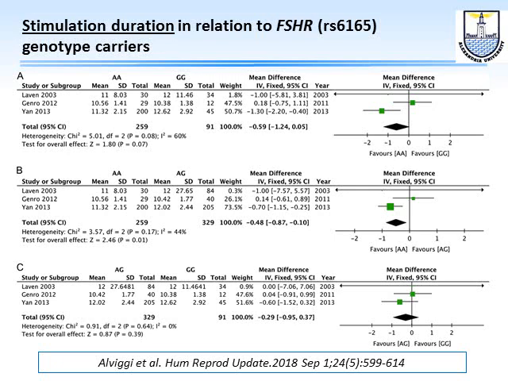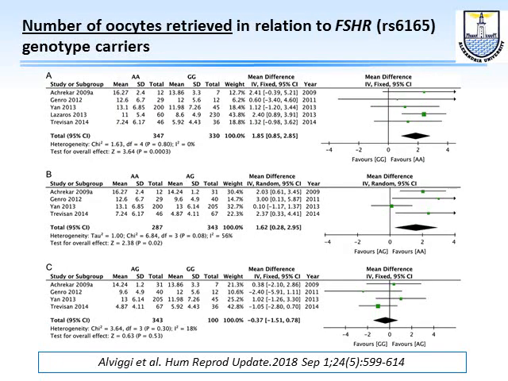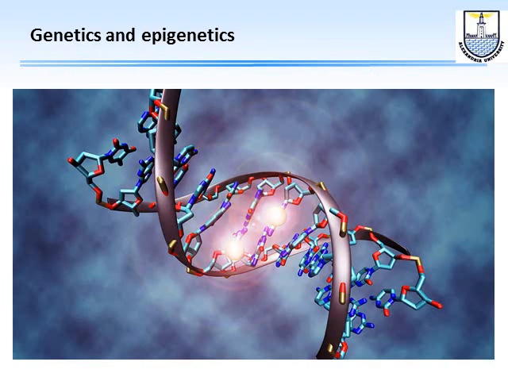If you look at the stimulation duration, you will find that AA will take more duration to reach the same response compared to GG, and AA again takes a longer stimulation time compared to AG, but there is no difference between AG and GG. And if we are talking about the number of oocytes retrieved, again, GG gives you more oocytes with the same amount of FSH compared to AA, AG compared to AA, and no difference between AG and GG. So the future may lie really in genetics and epigenetics, at least in this subgroup of patients.